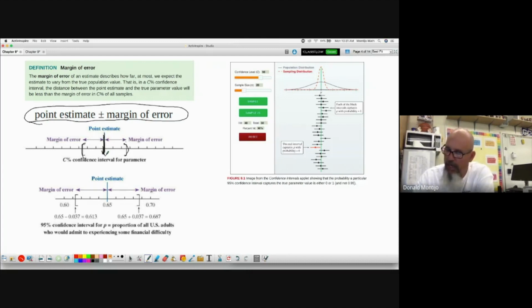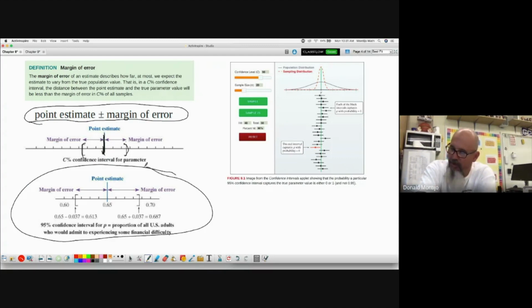If you look at this bottom example, this is a 95% confidence interval for the proportion of US adults who are having some sort of financial difficulty. They calculated their p hat, which was 0.65. You can see the estimator right here in the center. And then they calculated their margin of error. We'll look at how we find the margin of error shortly, but right now, they're going to give it to us. The margin of error was about 3.7%.